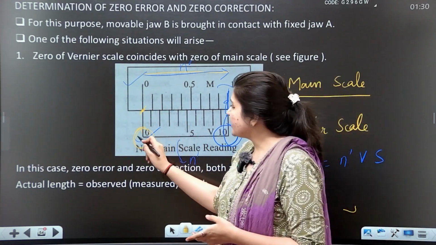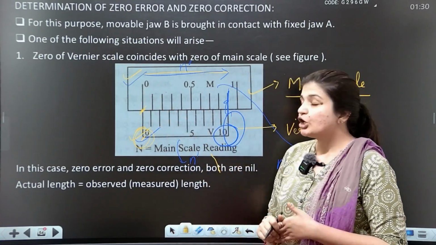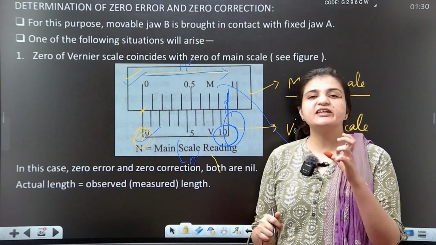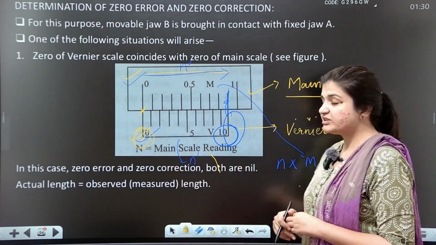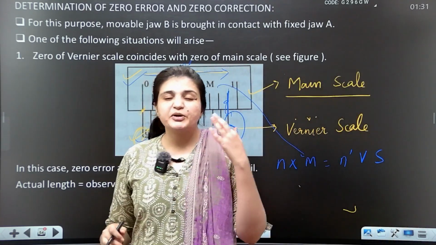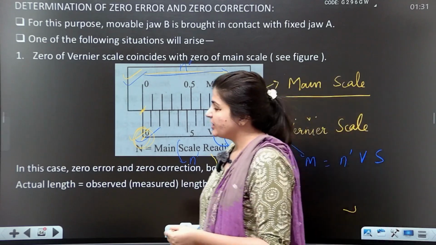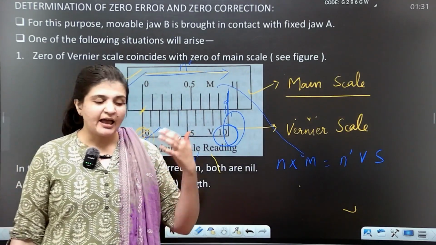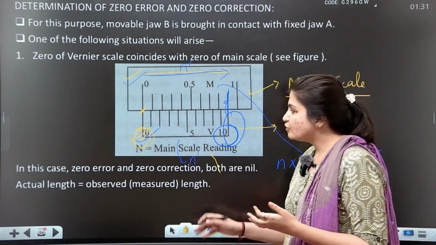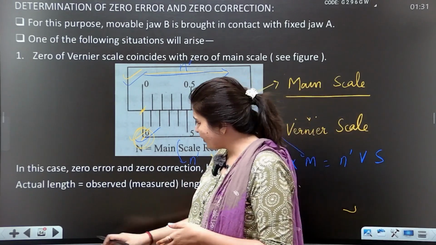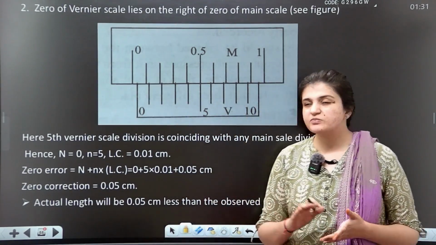What we see is that the 0 of the main scale and the 0 of the vernier caliper are at the same place. So what do we call it? We will call it no zero error. In this case, zero error and zero correction are both nil, because both zeros are coinciding at the same place. So the actual length will be equal to the observed length.